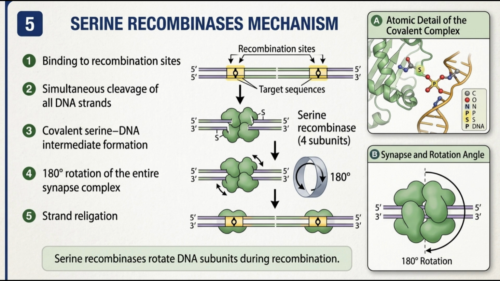This mechanism is very rapid and efficient for DNA inversion reactions. Examples include Hin invertase and Gin invertase. A very important point is that serine recombinases do not form Holliday junction intermediates.